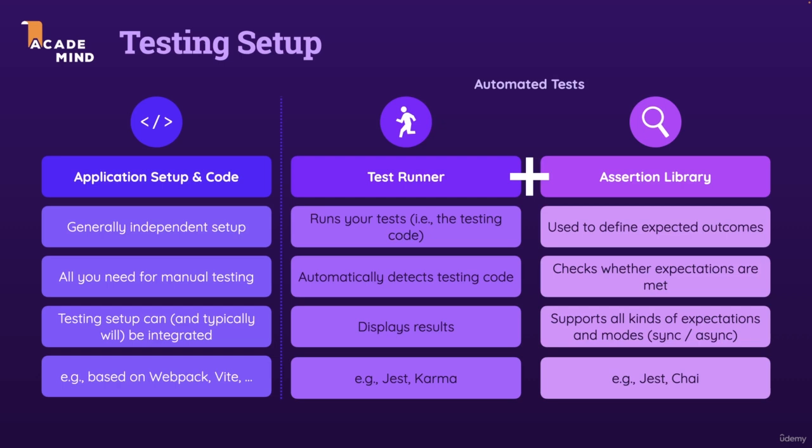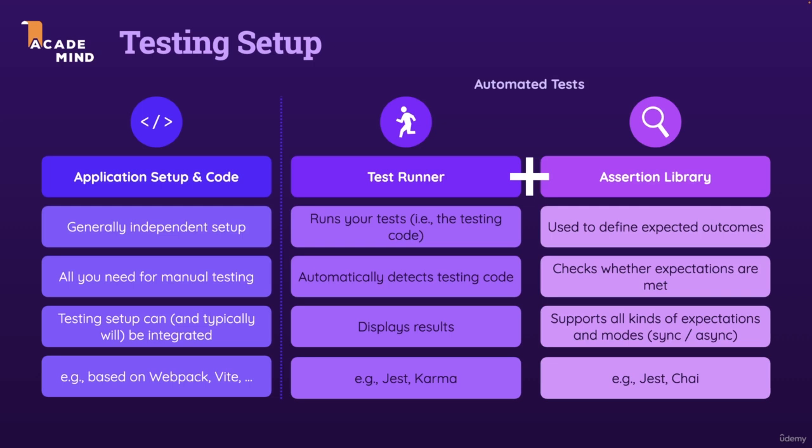Now, as you can see on this slide already, Jest seems to be a tool that supports both aspects, which is of course great because it means you only need to install one tool and configure only one tool to get both important features you need for defining and running tests. So that's the overview of a testing setup of how it should look like and which tools are needed.